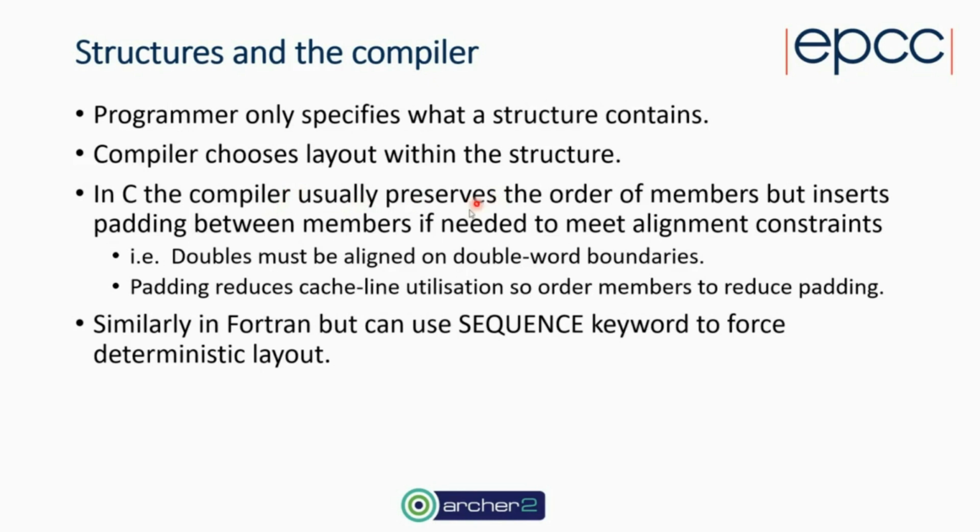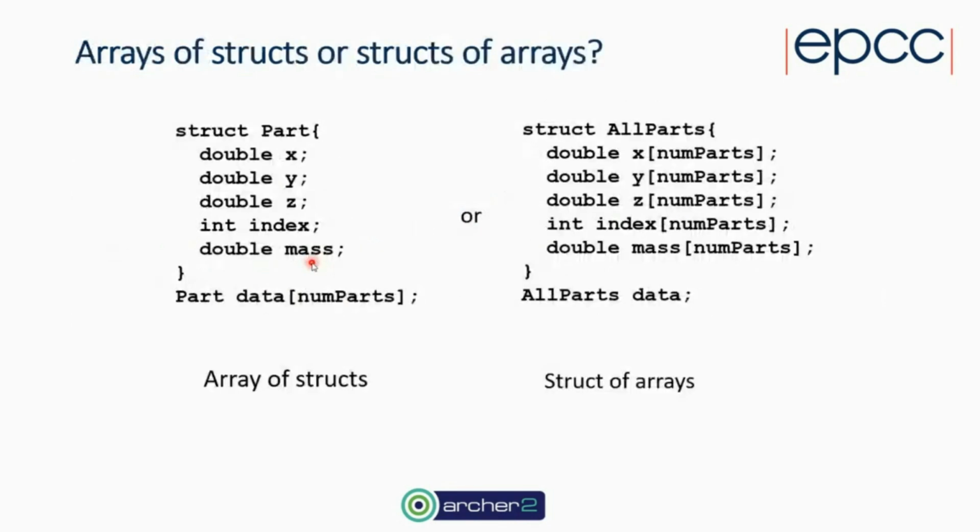So the C compiler usually preserves the order of the members you put in a struct, but pads data between them to align on cache line boundaries or something like that.